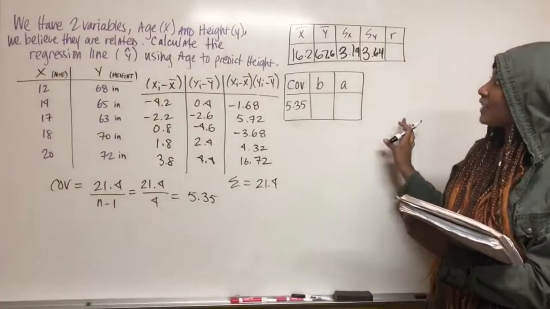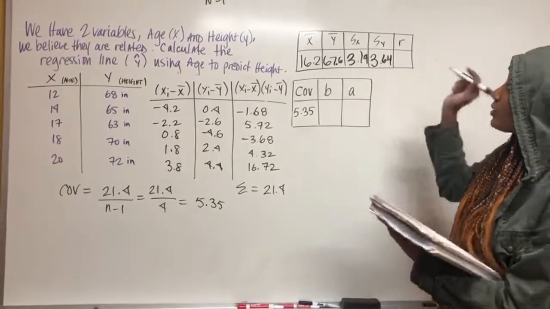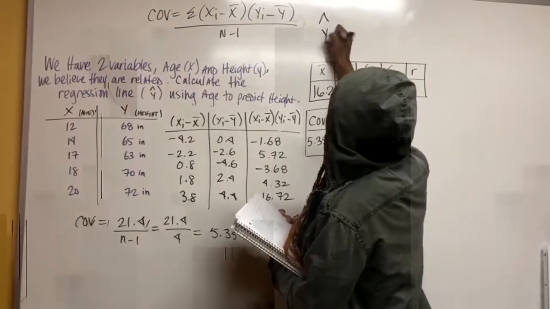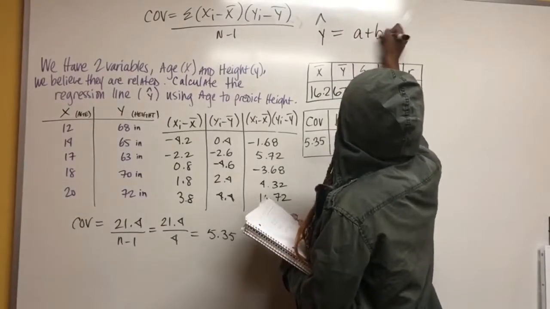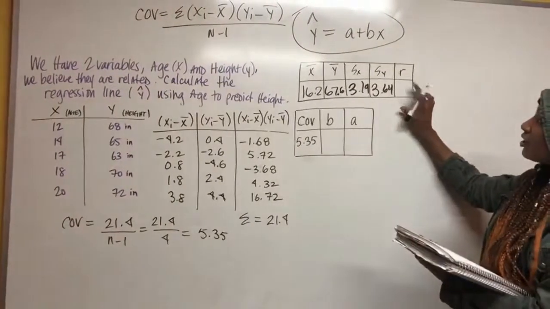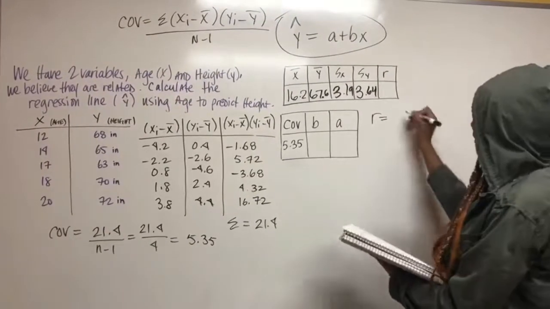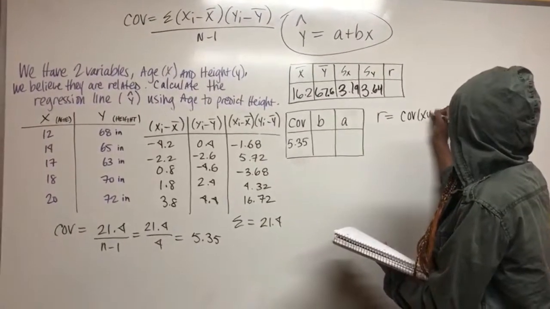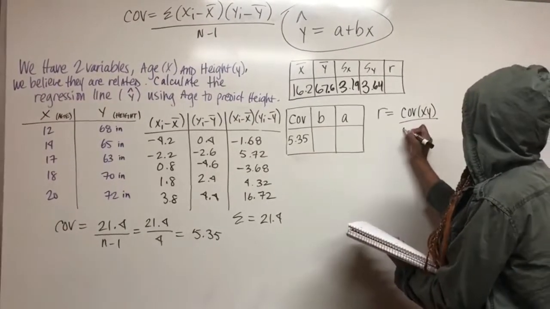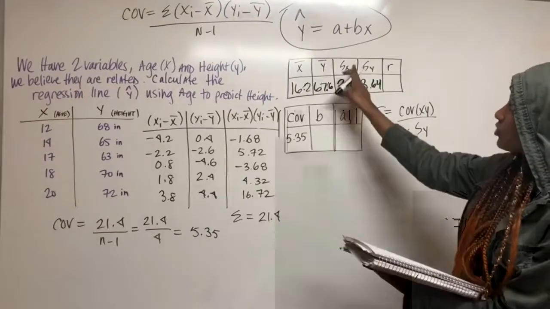Okay, so now continue. We have to find R before we can find B or A. So let's write out our equation that we're looking for anyway. We're solving for the regression line equation. So we'll do y hat equals A plus BX. This is the equation we're looking for. So in order to find R, we'll use this equation. So R equals the covariance of x and y, which is what we found earlier, and then we're going to divide that by the standard deviation of x and the standard deviation of y. And we also found those two, so they're right here.